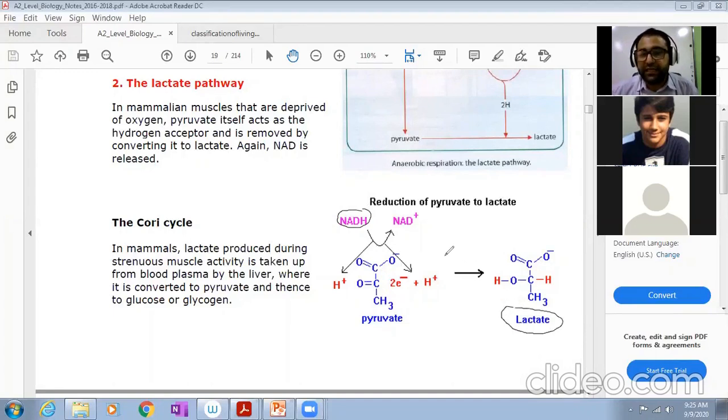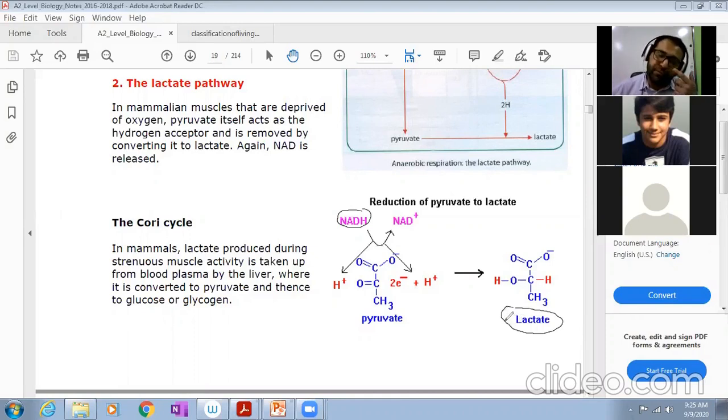The enzyme required for the pathway in yeast is different from this. So here lactate dehydrogenase is responsible for conversion of pyruvate into lactate. Is it clear? So here pyruvate directly acts as an electron acceptor, and that converts pyruvate into lactate, right?